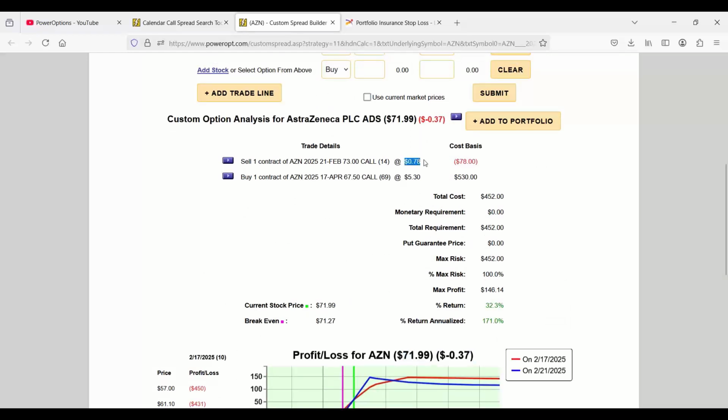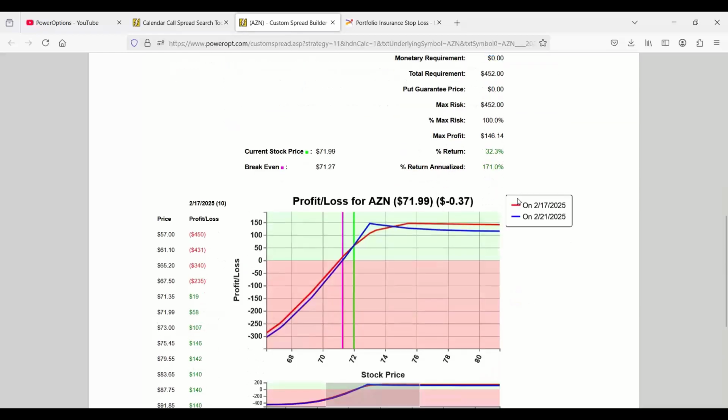We're selling the security for 78 cents, roughly at midpoint, and we're buying this at 530. So we have 452 invested in the position. Max profit. Now, anytime we're talking about a calendar, max profit is the theoretical return, the best we can do.